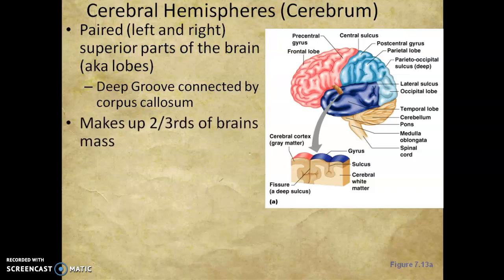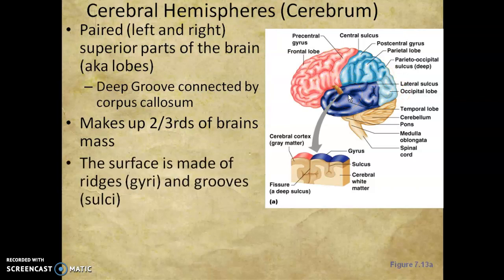All right, so your cerebrum, as I said, is the majority of the brain. It makes up two-thirds of your brain's mass, and everything that you see that has color on it in this diagram is considered part of the cerebrum. Now, you notice the wrinkles that go along with what people think of when they think of brains. The surface is made of these ridges and grooves. The ridges are called the gyri, and the grooves are called the sulci. So the ridges, or the hills of the brain, are the gyri, and the folds, or those ditches, are going to be the sulci.